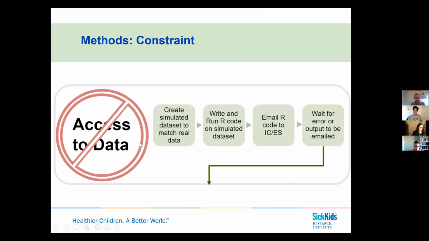Okay, as I mentioned, we didn't have access to the data. So what we did is we created a simulated data set to match the real data. We wrote the R code, ran it on the simulated data set, and emailed it to the analyst at ICES, which is the organization, the custodian of the data. We waited for an error to pop up, sent back to us for debugging, adjusted, and repeated. That was a bit of an annoying process, but it was also a constraint on some of the things you might ask about, like why didn't you validate that, or why didn't you test that?